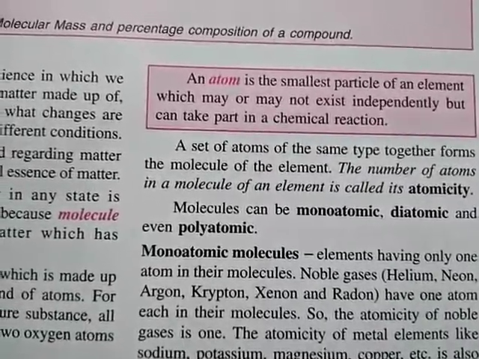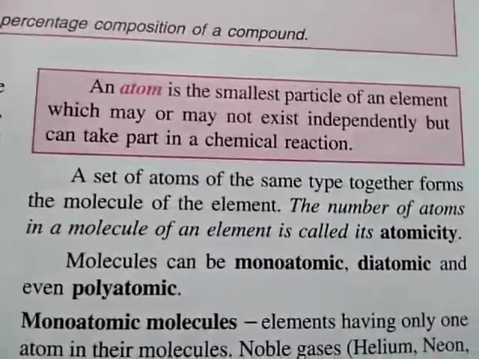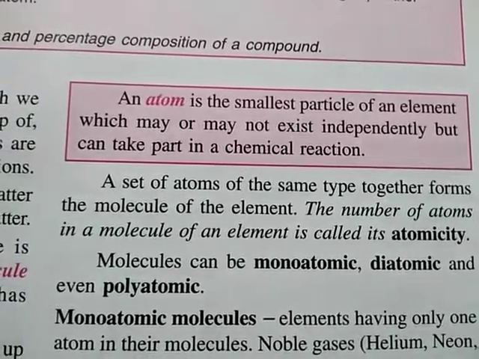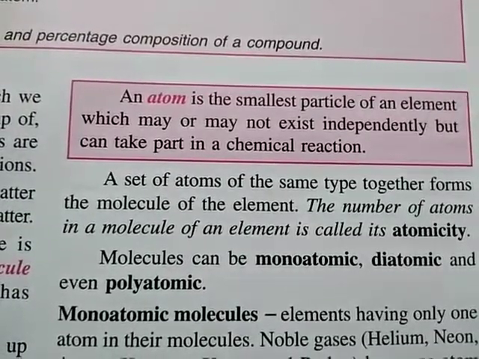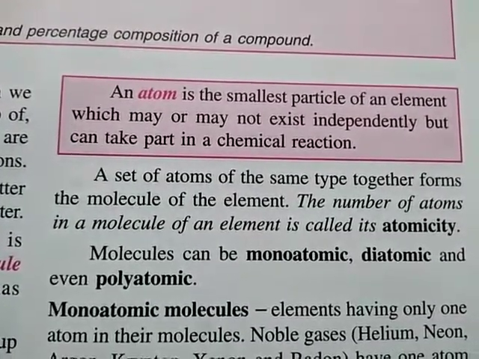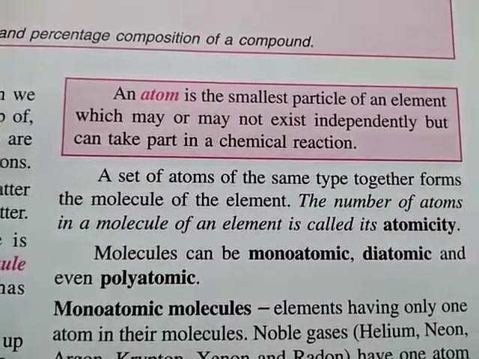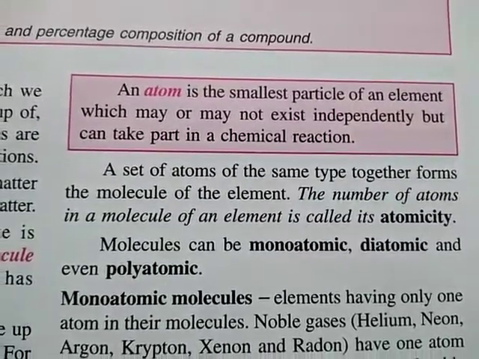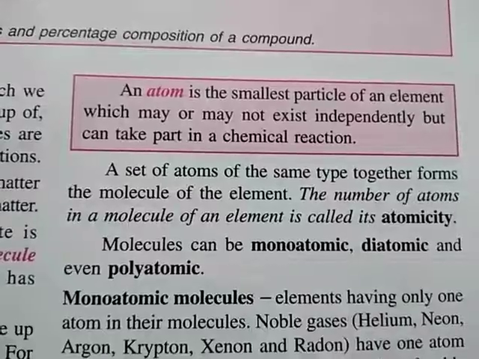Now, what is atomicity? A set of atoms of the same type together forms the molecule of the element. The number of atoms in a molecule of an element is called its atomicity. So let us see by taking some examples.